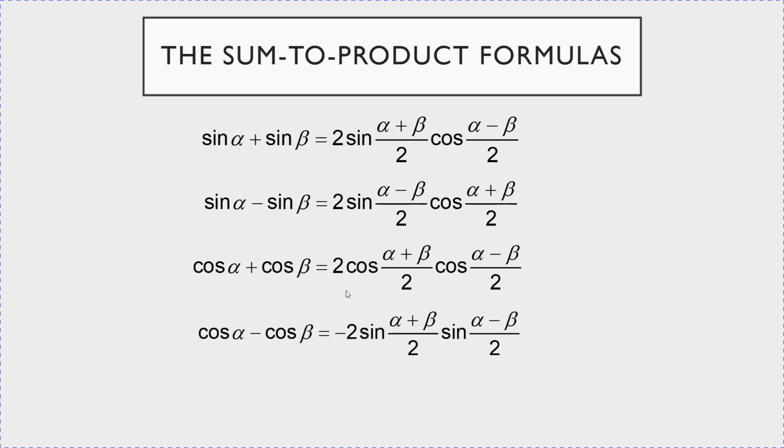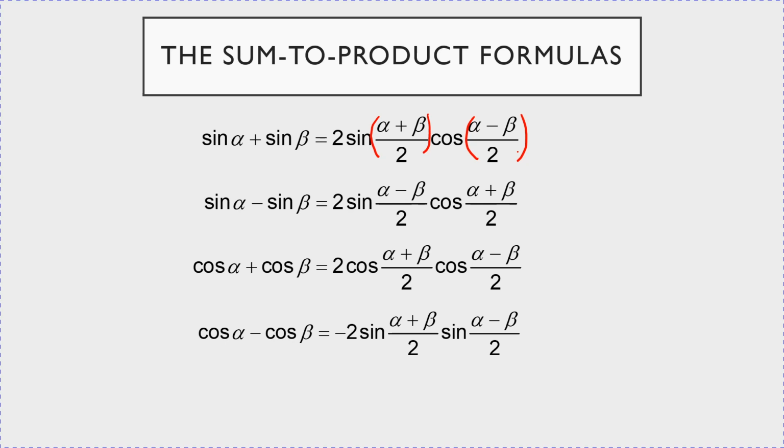Sine of alpha plus sine of beta is equal to 2 times sine of alpha plus beta divided by 2, times cosine of alpha minus beta divided by 2. This is important. It's the same pattern for pretty much all of them. Sine of alpha minus sine of beta is 2 sine of alpha minus beta divided by 2 times cosine of alpha plus beta divided by 2. And you can see the other two formulas here.